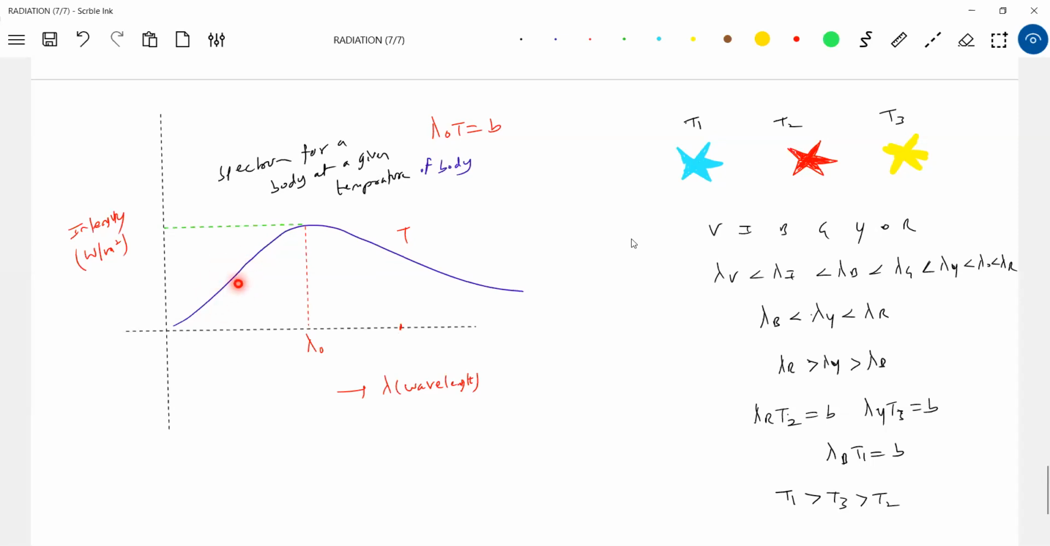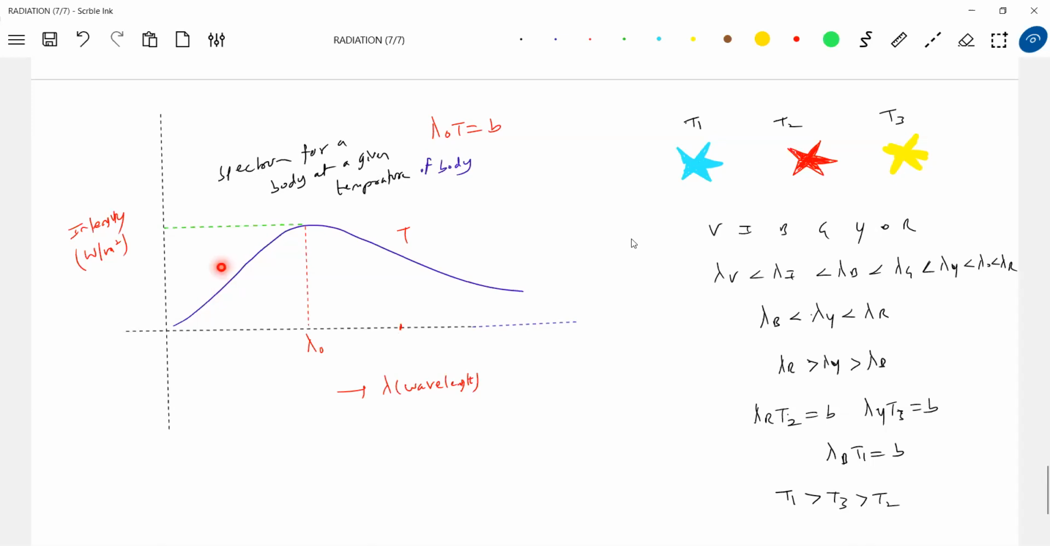Why is the curve like this? We don't have an explanation. Classical mechanics is unable to explain why the intensity is very low for shorter wavelengths, why the intensity is very low again for longer wavelengths, and why the intensity is maximum at only one specific wavelength.